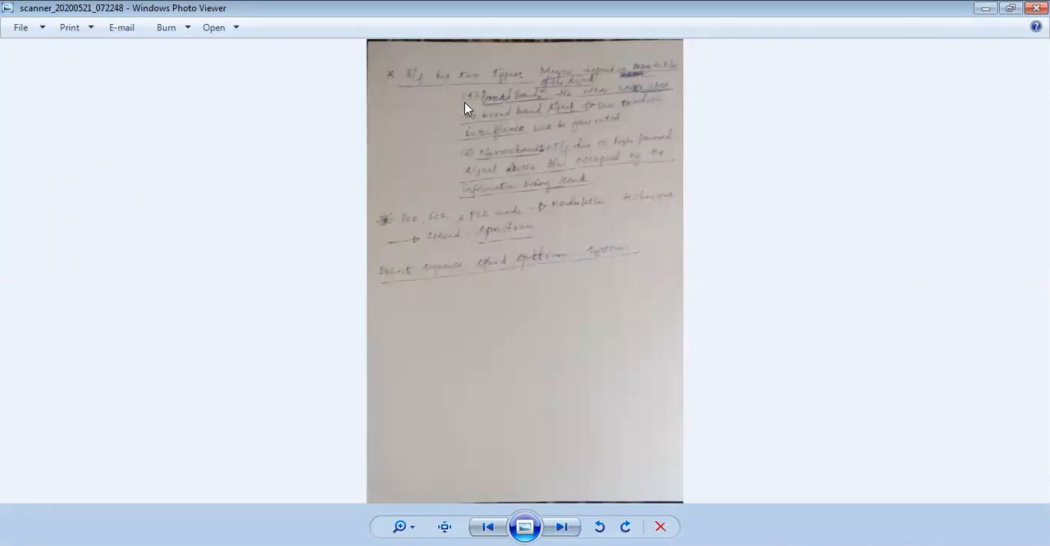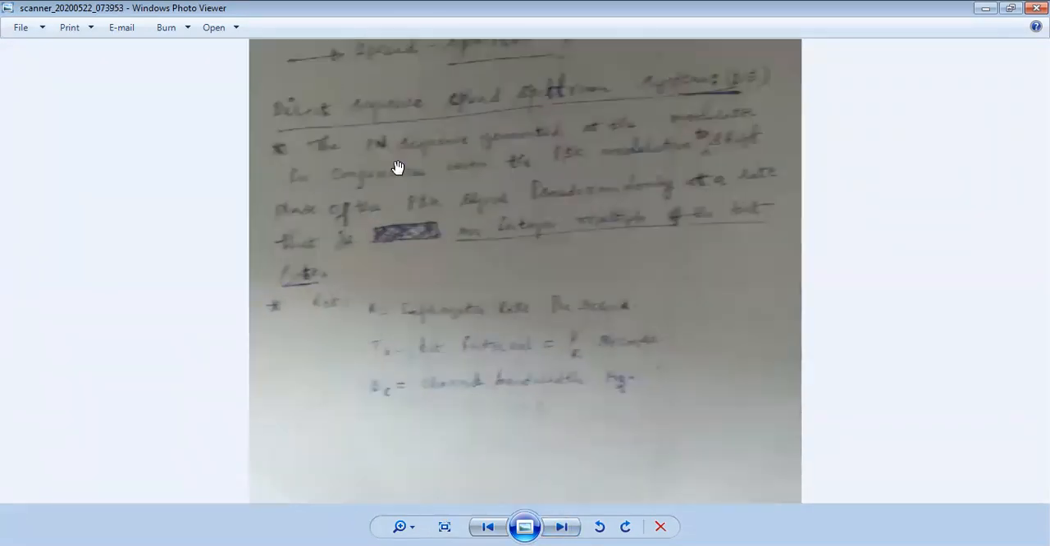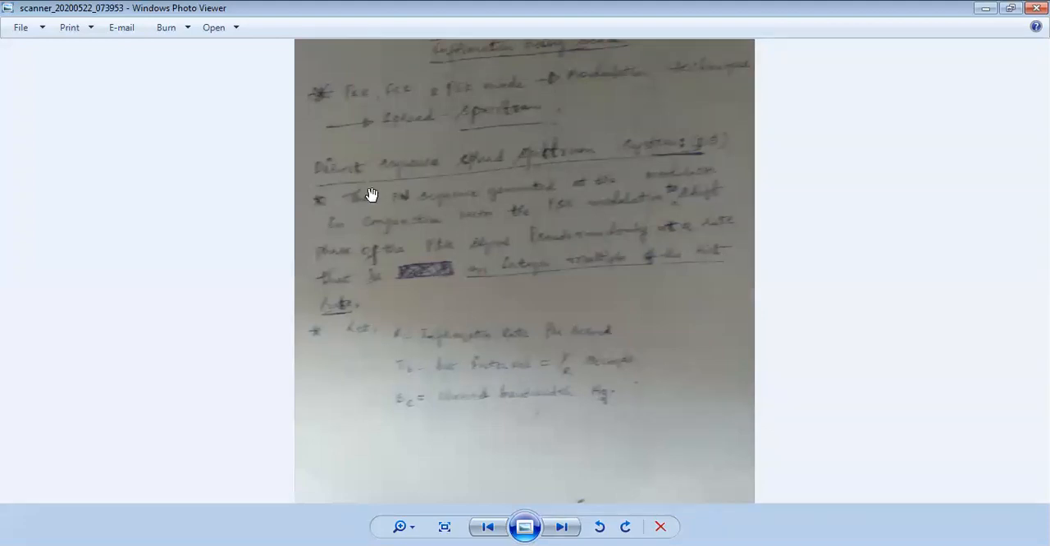Spread spectrum technology is very important. It uses the transmission of different signals simultaneously over a single channel, or you take the single channel and increase the bandwidth of the signal so that it can occupy the full channel, with the advantage of reduced interference from broadband and narrowband. Okay, next is direct spread. In the direct sequence spread technology, the PN sequence is generated at the modulator in conjunction with the PSK.